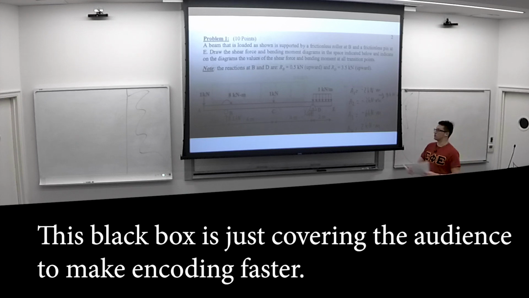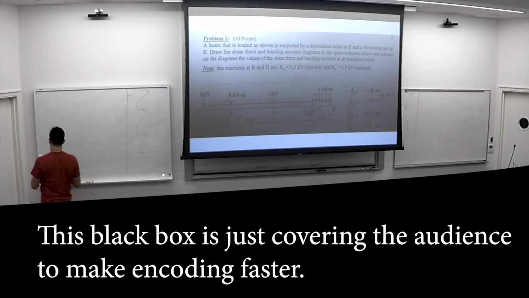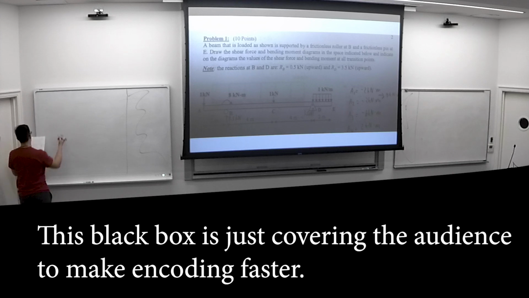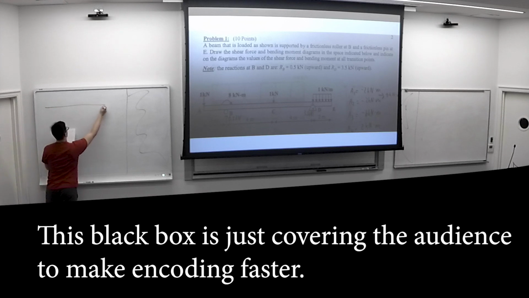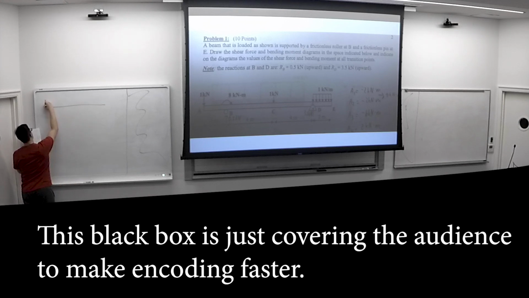Problem 1, pretty standard. We're just drawing a V&M diagram. So they're giving you a frame with forces, moments, all sorts of stuff on it. They want you to draw the V&M diagrams. So that's the actual beam. I'll start with the free body diagram. We have a kilonewton load coming down on the left.